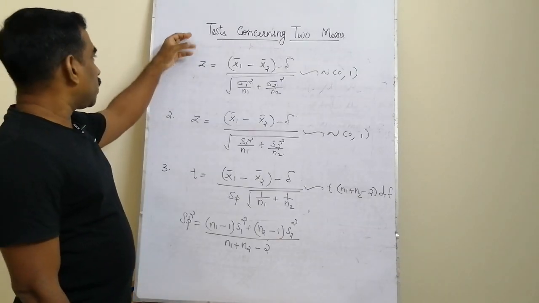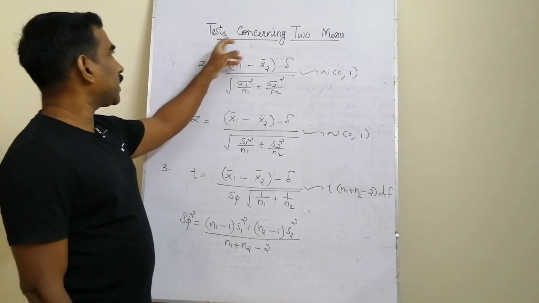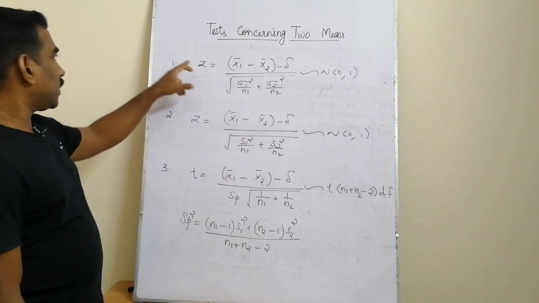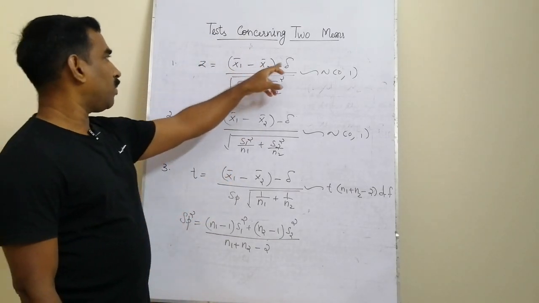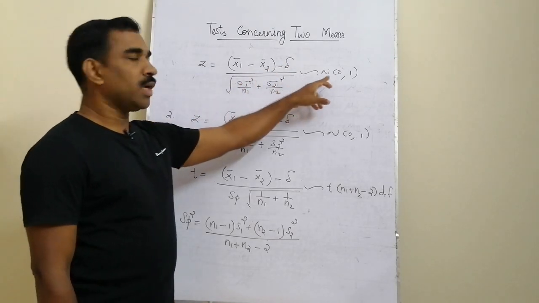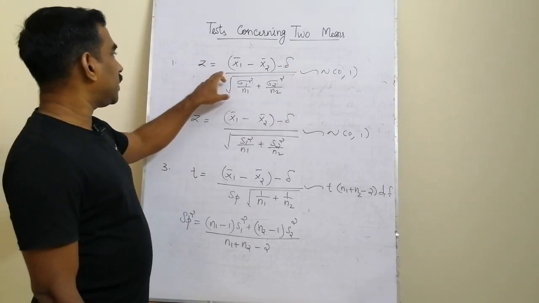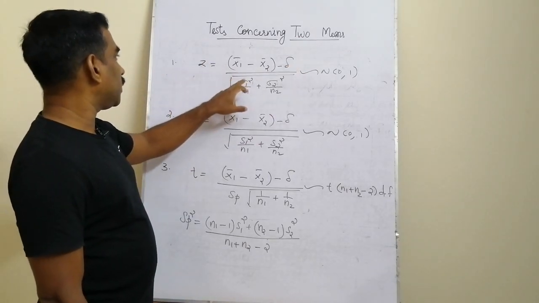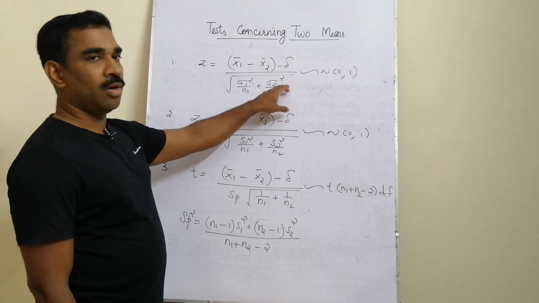We can list all the test statistics we are using in tests concerning two means as z is equal to x1 bar minus x2 bar minus delta by square root of sigma 1 square by n1 plus sigma 2 square by n2, which follows N(0,1), and we use this test statistic whenever the population parameters sigma 1 square and sigma 2 square are known.